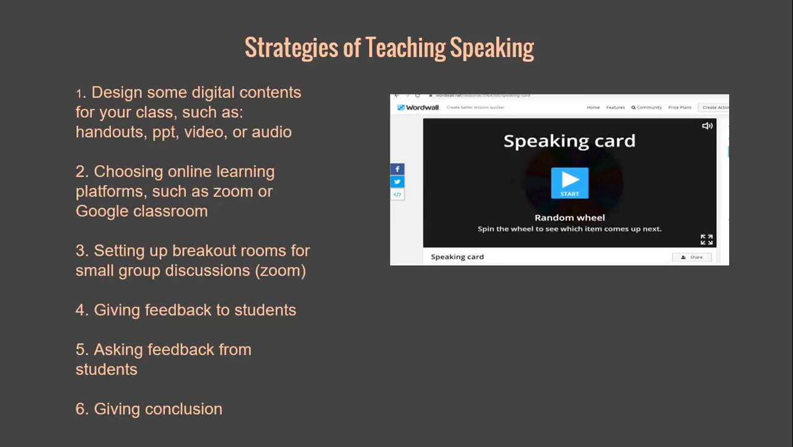And then by the end of the classroom, I usually give them a conclusion because somehow internet connection is the biggest barrier. For example, in the first meeting, they are online, but somehow they get lost in the middle, and we don't know what was happening with them.